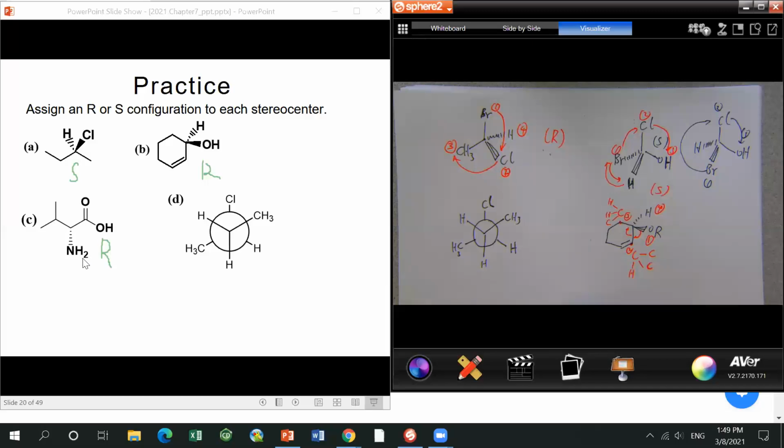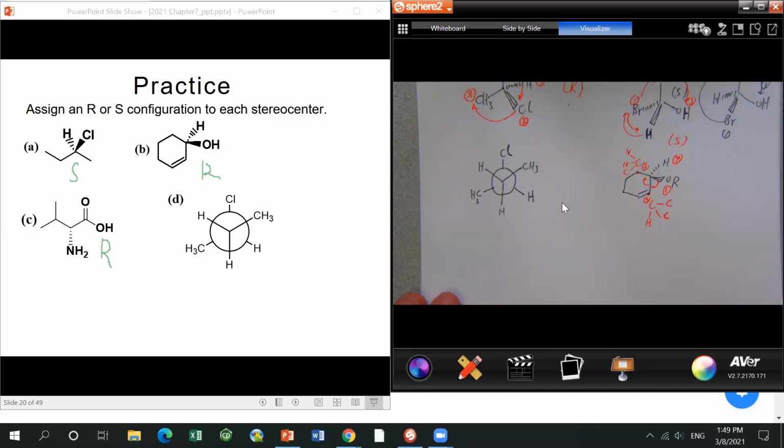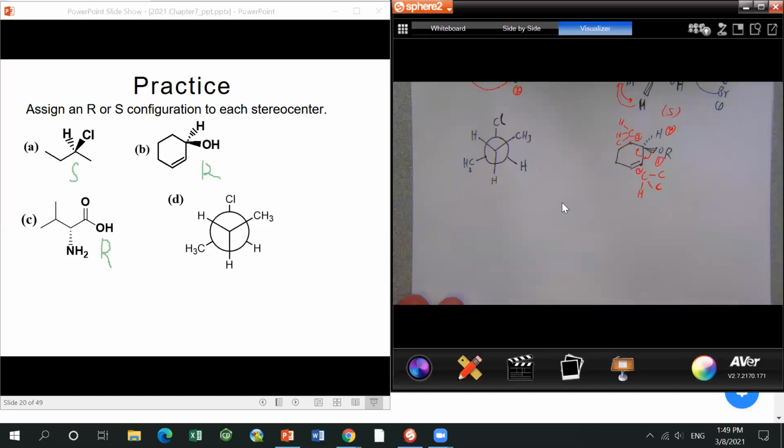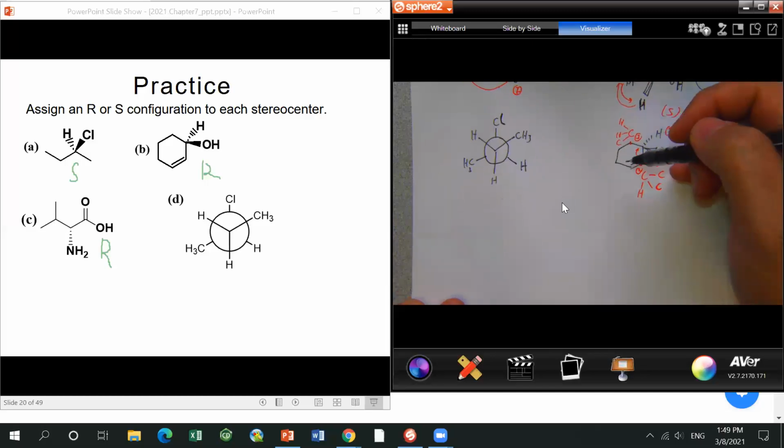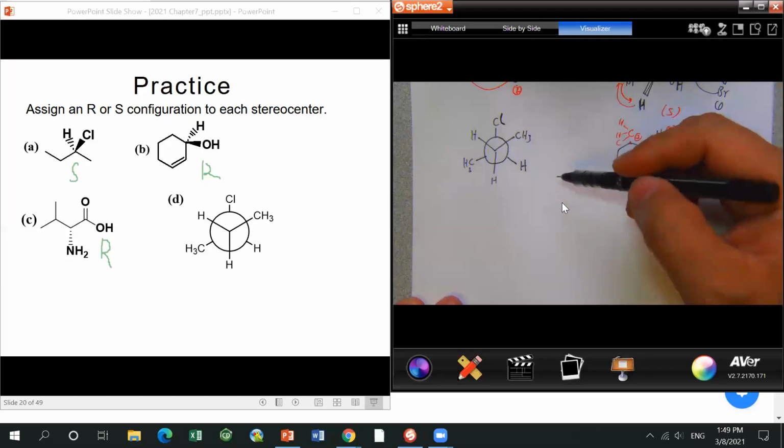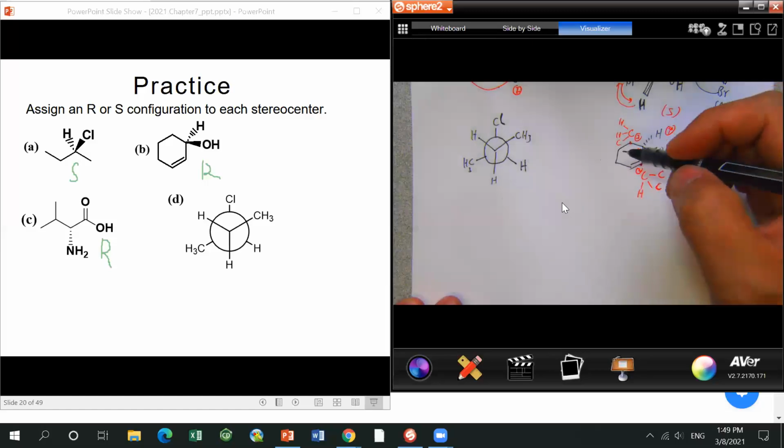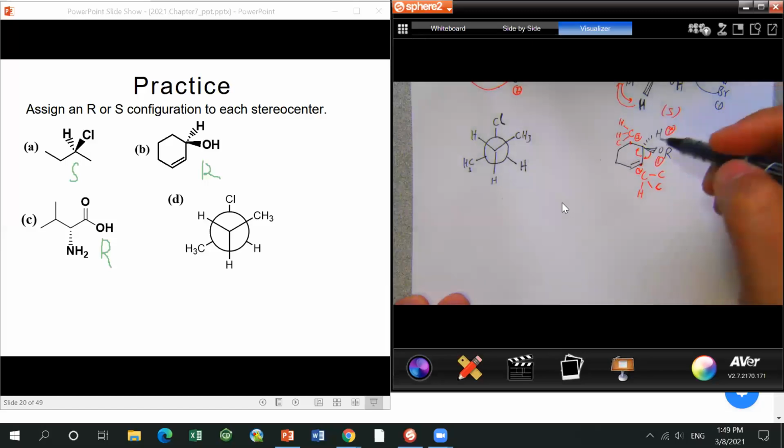All right, now we move to the most difficult one. Here we have what we call a Newman projection. In the previous class, chapter 6, we learned how to convert a wedge-dash structure into a Newman projection. But when assigning R/S, for beginners it is better to convert the Newman projection back to a wedge-dash structure, and then you can assign R/S. So how do we do that?